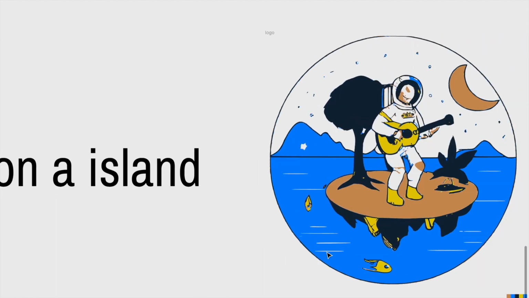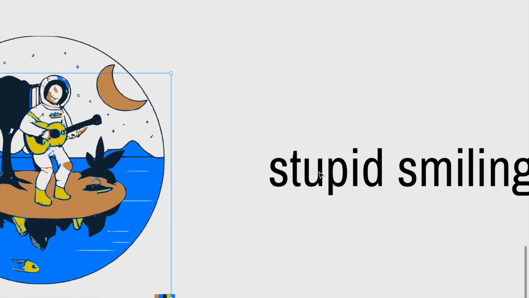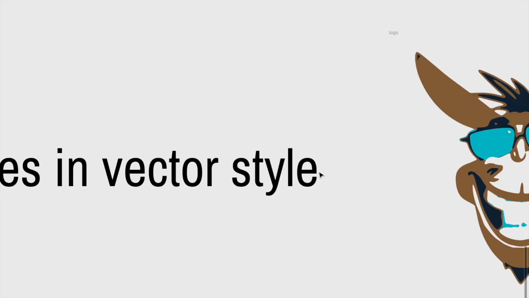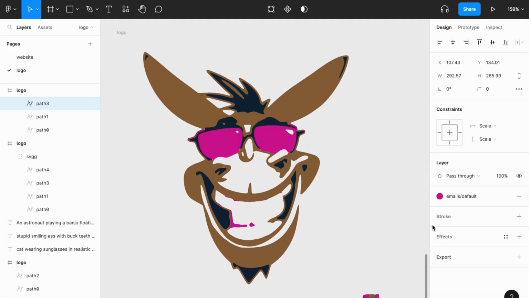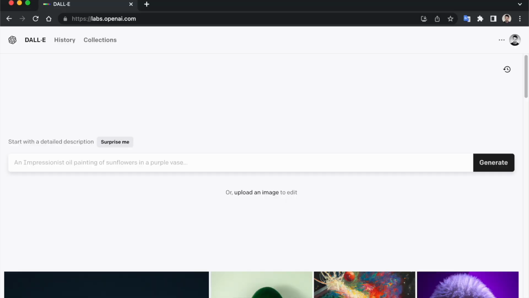How about an astronaut playing a banjo floating on an island? Again, a vector with a few more layers. Not a banjo though. Stupid smiling donkey with buck teeth wearing glasses. You get the point. To use Dall-E, go to openai.com and sign up for free.